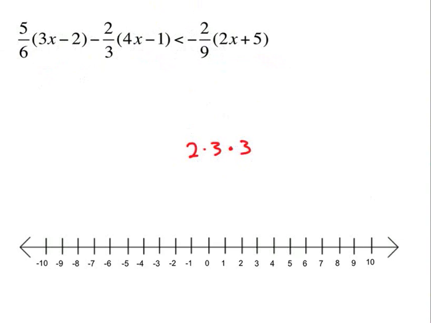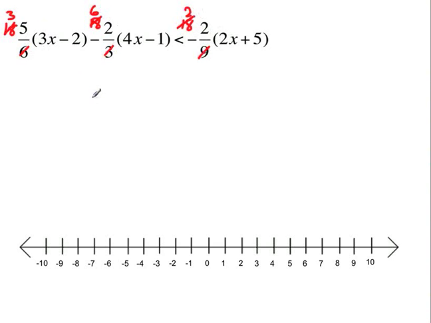So I'm going to multiply each side by 18. And I'm going to skip a step, and I'm just going to multiply each term by 18. So this guy is going to be multiplied by 18, this guy by 18, and this guy by 18. Now, as we've done this many times, this reduces with this to become a 2. This reduces with this to become a 6. This reduces with this to become a 3.